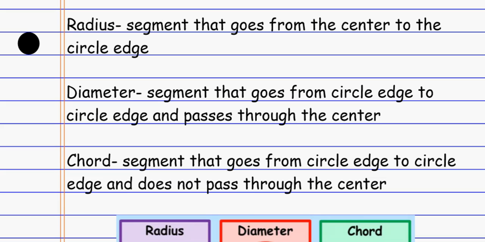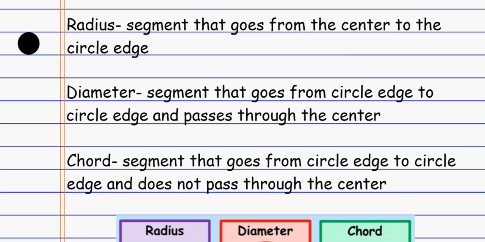A chord is basically the same thing, except it doesn't go through the center. All right, so a segment that goes from the edge of the circle to another edge of the circle and does not pass through the center on its way through. Okay, so basically the same thing as a diameter, but a diameter passes through the center, the chord doesn't.